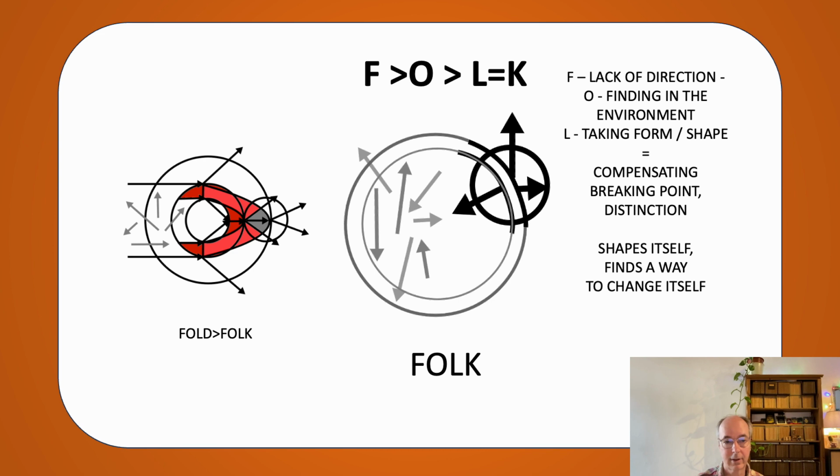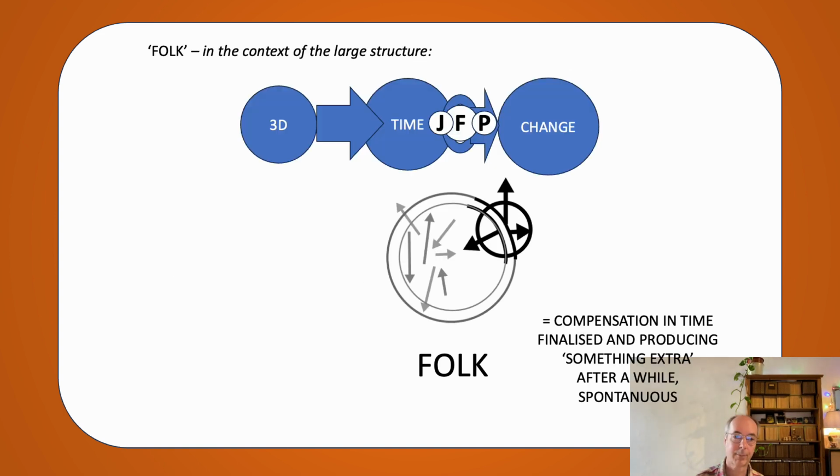FALK, I said I made it too complicated. Actually, it can be much more simple in expression. It's the undestined directions, which tries to find directions in a formation process, so that it can shape itself, can find a way itself, and it can change itself. It's compensating there in that breaking point. It's making distinctions of its own. It's finding form. That's the folk.